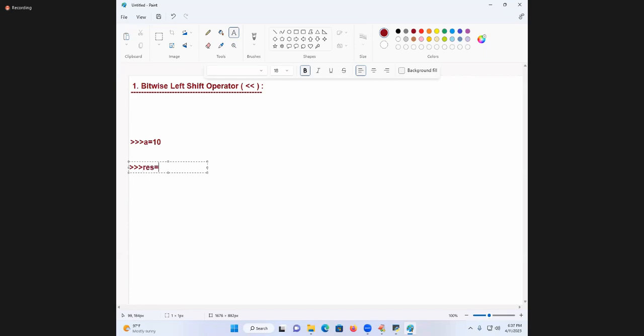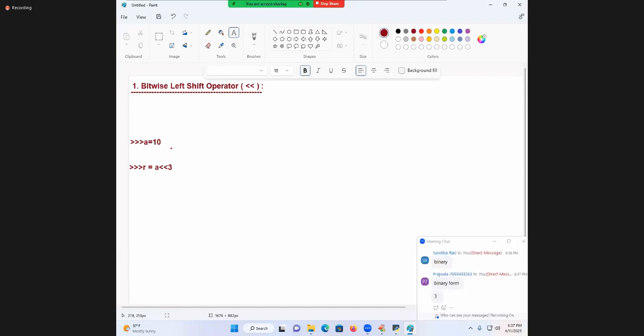RES is equal to A, left shift operator. There is a left shift operator. The number of bits which I am moving is, for example, 3. What does this mean? I am going to explain one by one carefully, because the first operator I need to explain very carefully.